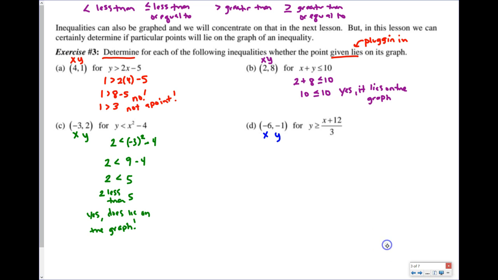Okay. All right. Next one. Negative 6 is x and negative 1 is y. So I'm going to plug in negative 1 on the left, greater than or equal to, x is negative 6. So I'm plugging that in for x.